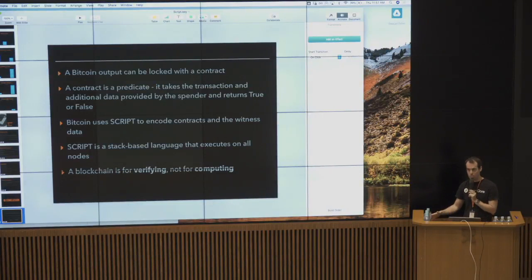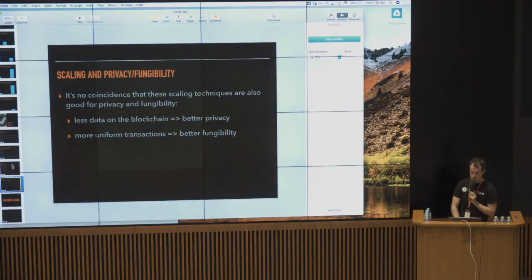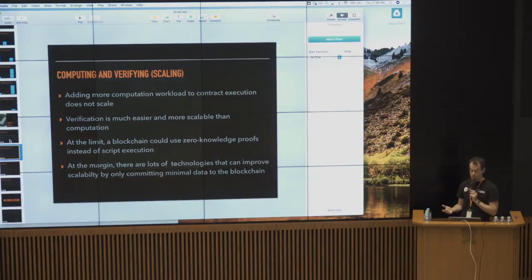So you can't have loops, for example. And the design philosophy behind Ethereum was that if you have a Turing complete language and if you have state saved on the blockchain, you can create many additional applications. Now, I'm not sure I agree with that approach. In fact, I don't agree with that approach for the reasons that I state here, that adding more computational workload to the blockchain does not scale.